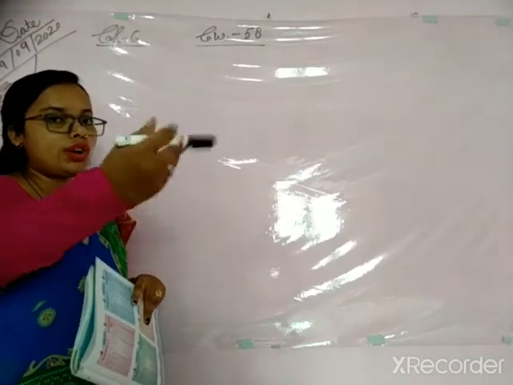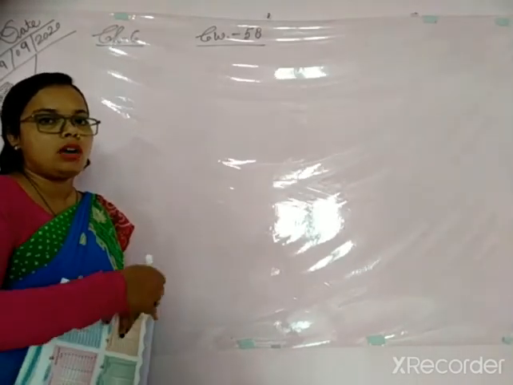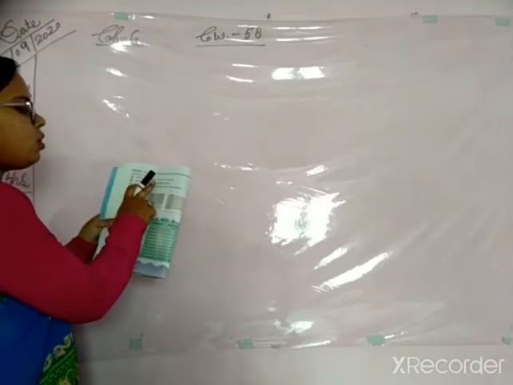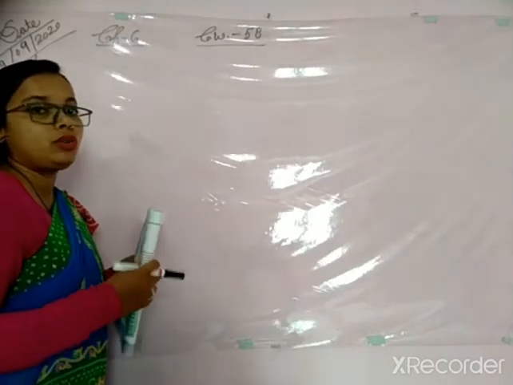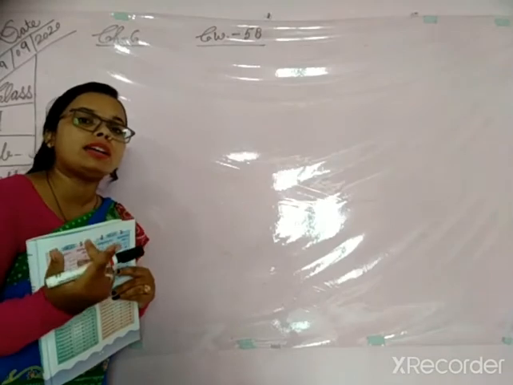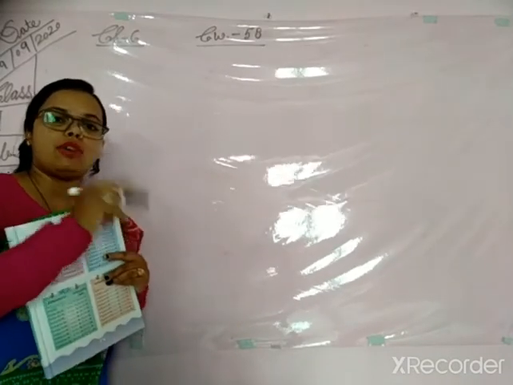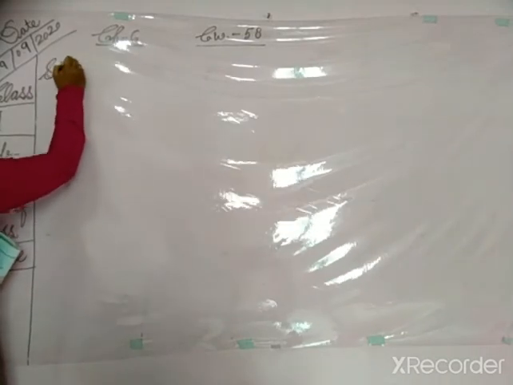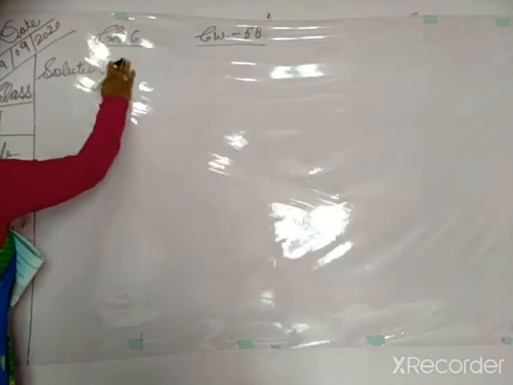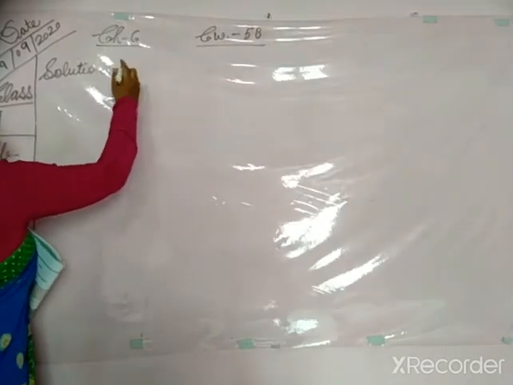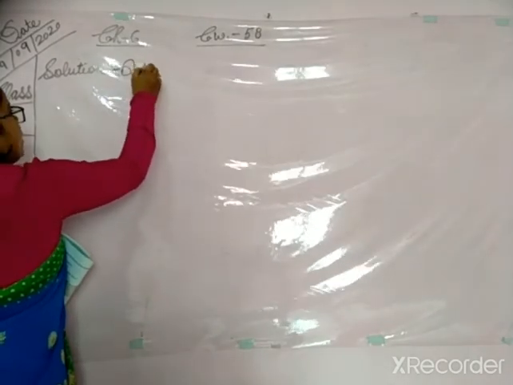Skip counting means skipping a number and writing, skipping one number, or more than one number. Here you have to construct the table of 4 and 6. We have to write 2 tables. Which method do we have to follow? The method of skip counting. So start writing the solution of question number 1.